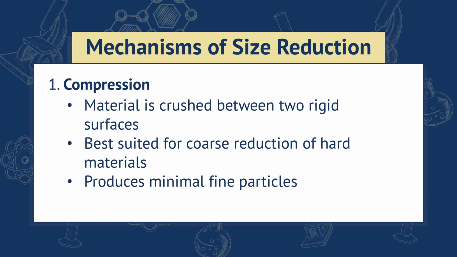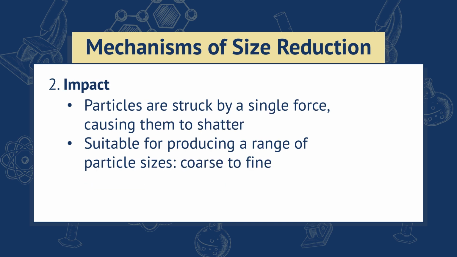There are four main ways size reduction can happen, and each has its own strengths. The first one is compression, wherein the material is crushed between two rigid surfaces. It is best for coarse reduction of hard materials and doesn't produce many fines. The second is impact. Here, particles are struck with force, causing them to shatter. It's versatile, good for producing a wide range of sizes from coarse to fine.